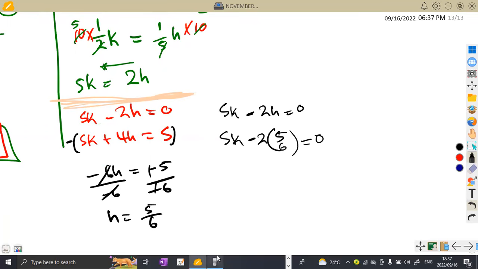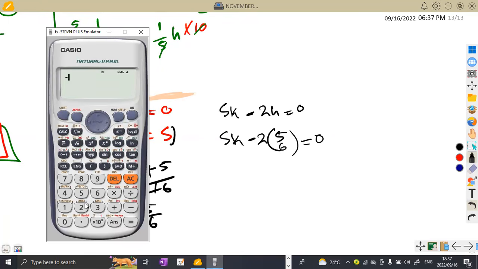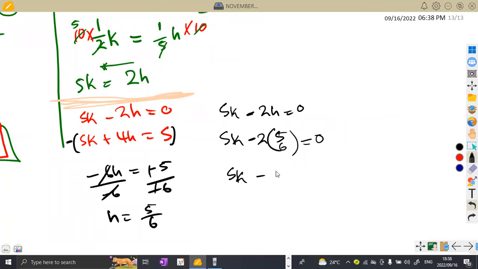So you can multiply on your calculator, negative 2 times 5 over 6, like this. You're going to obtain negative 5 over 3. So that's negative 5 over 3. So 5k minus 5 over 3 is equal to 0. Okay, so 5k is equal to what? Transpose this to the other side, it is a positive 5 over 3.